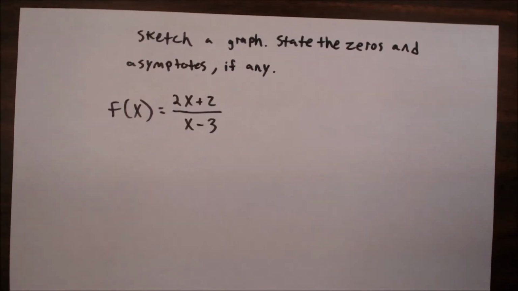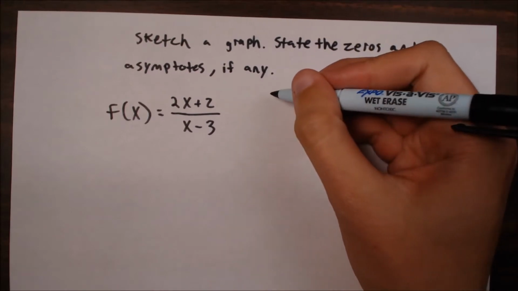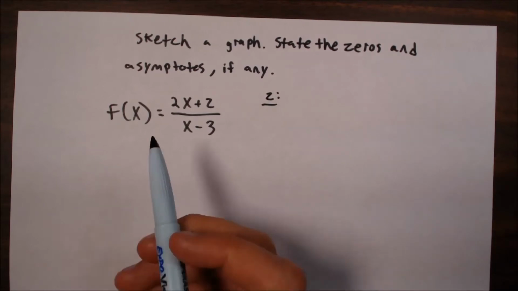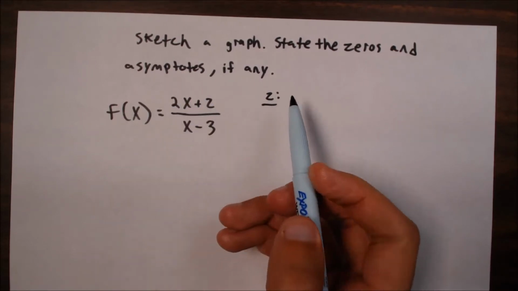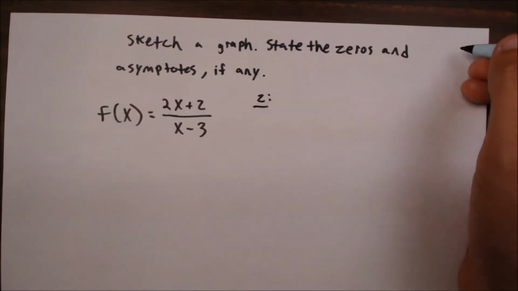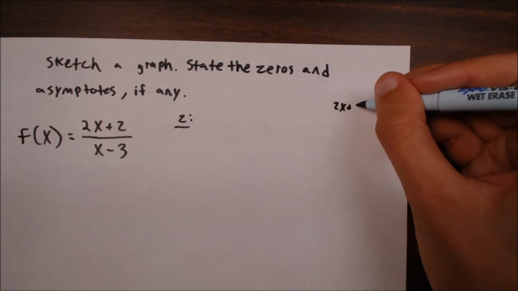All right, so here's an example. It says sketch a graph, state the zeros and asymptotes, if any. So I'm actually going to do that part first. Let's write out what would be the zeros of this. The zeros are what's going to make the numerator zero. So you can either set this equal to 0 and solve it. I'll go ahead and do that. You can go off to the side somewhere. You can say 2x plus 2 equals 0.